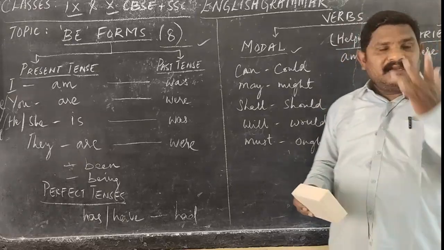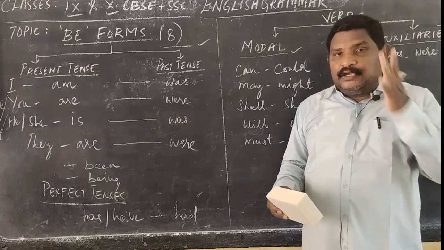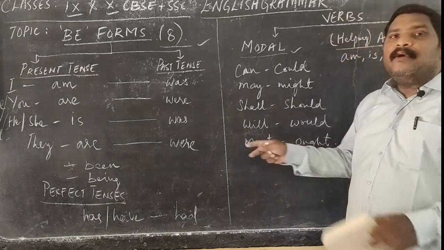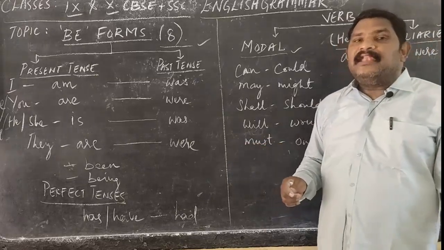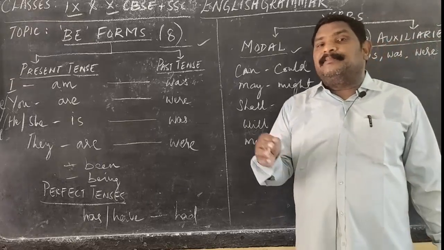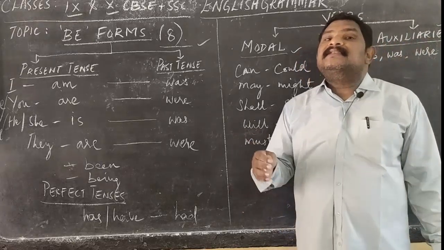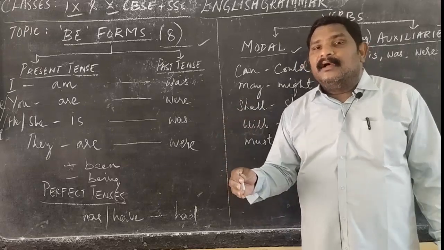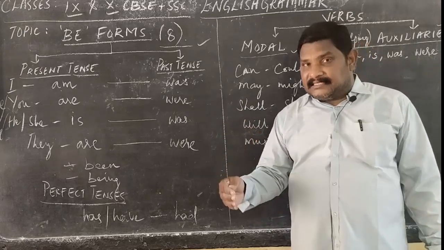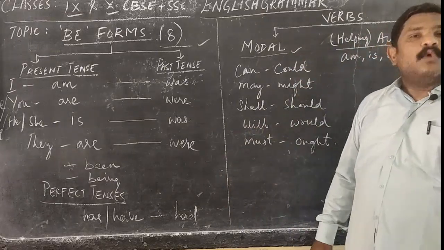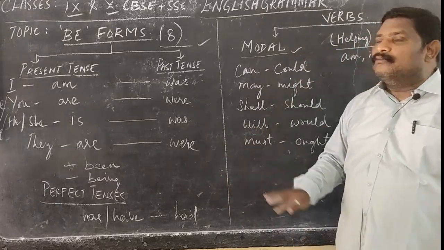Please do remember, dear children, in what circumstances we use these modal verbs. Modal verbs are mostly used whenever you want to seek permission, or when you want to express the possibility, the certainty of the action, the certainty of the verb, in the sentences. Then we make use of these modal verbs. That is the use of these modal verbs.